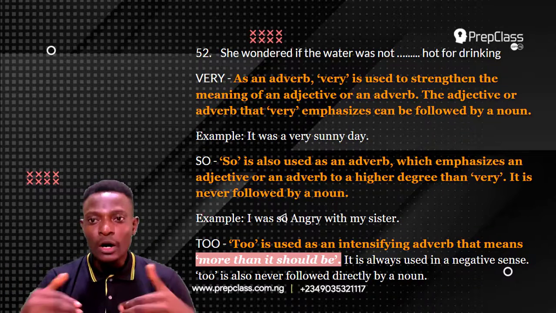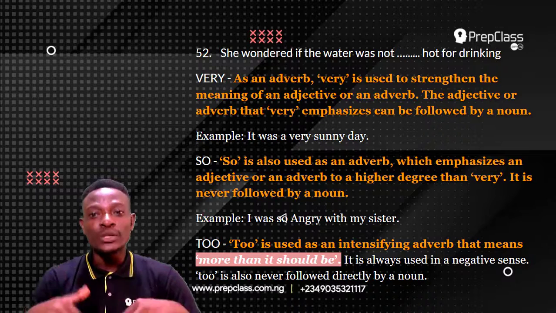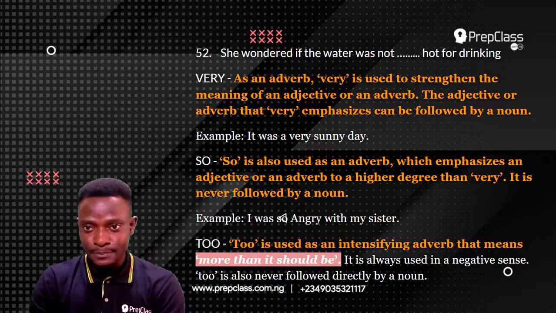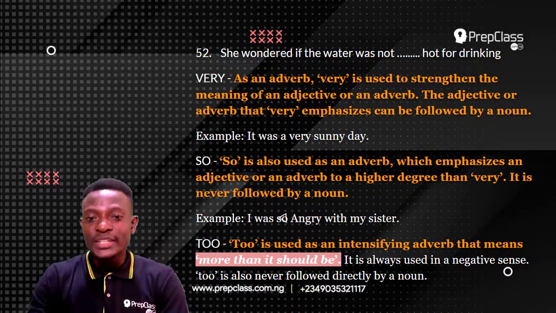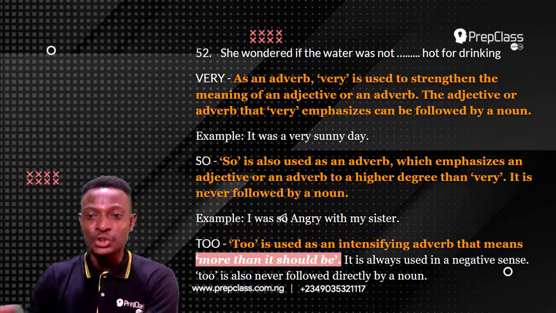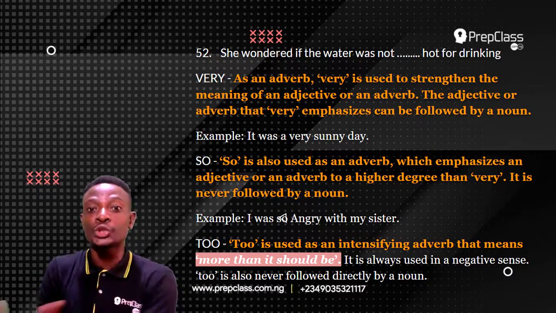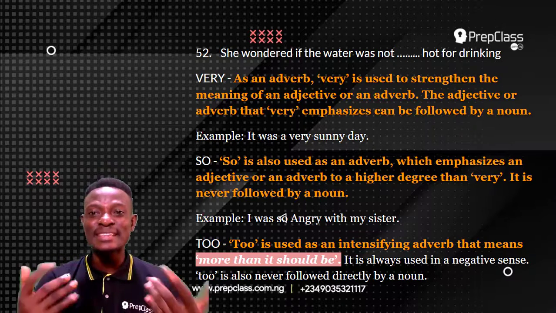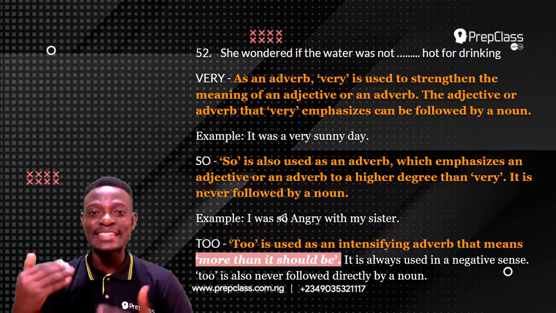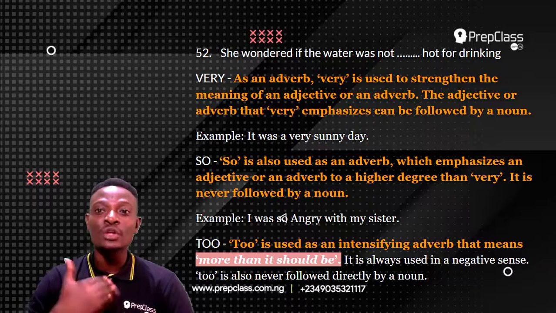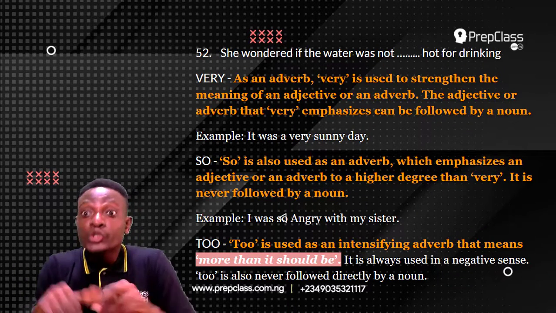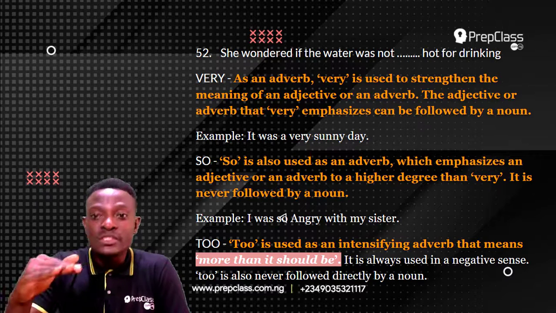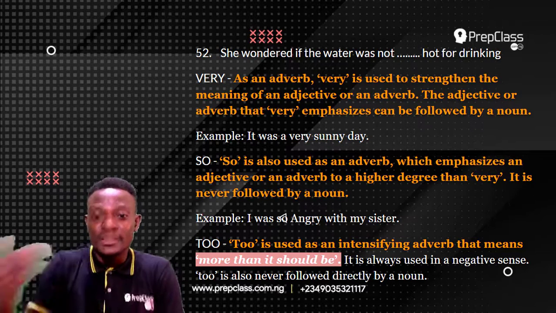Now, we are thinking that this person here actually wanted to drink hot water. But now, the hot water is too hot for drinking. It is hot more than it should be. So, too is the best answer to fill this blank space. She wondered if the water was not too hot for drinking. She actually wanted to drink hot water, but she is not sure if the water is too hot. That is, if it is not more than it should be.